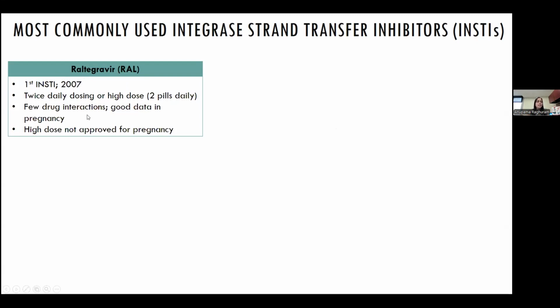This is quite a clean drug, very few drug interactions. There's good data in pregnancy. Unfortunately, the high dose with the 2 pills daily is not approved for pregnancy. So that was the very first integrase inhibitor to come out.